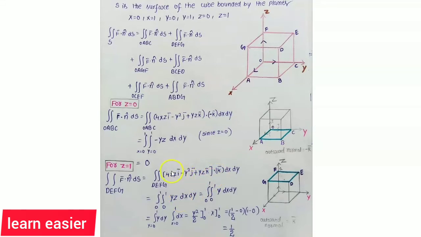So after applying the limits from x equal to 0 to 1 and y equal to 0 to 1, here we get 0, because here z is equal to 0, since we are taking the z equal to 0 plane, and here we have z equal to 1, since we are taking z equal to 1. So after integration, we get 1 by 2 for z equal to 1, and for z equal to 0 we get 0. And next we take another plane.